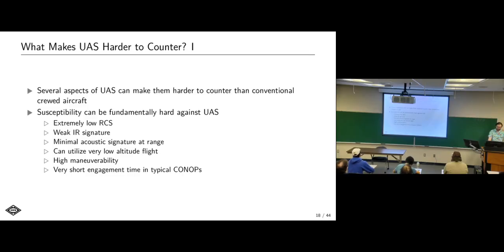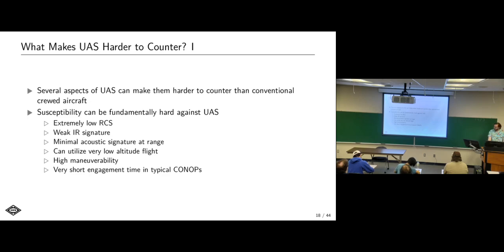At night, an Apache has a much larger acoustic signature with its rotors than a quadcopter does. They can also utilize very low altitude flight. An aircraft with a human does not probably want to fly 2 feet above the ground. A quadcopter does not care. It is very happy to do that. So you're not able to look at something in the sky and go, hey, it's coming in. It's like, no, it's crawling across the floor at you.